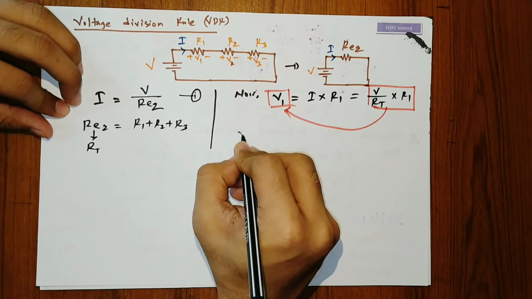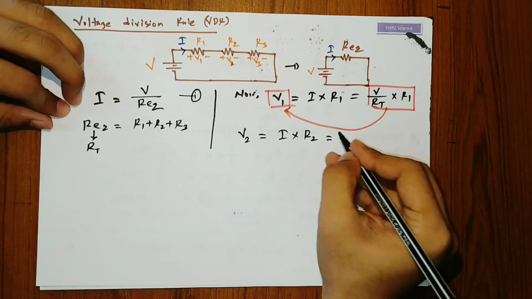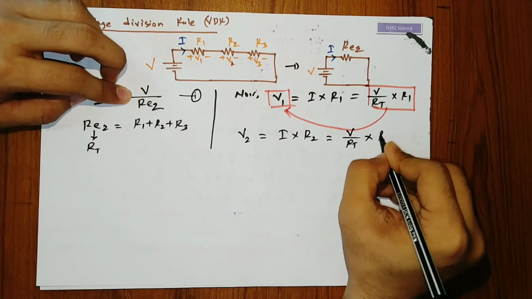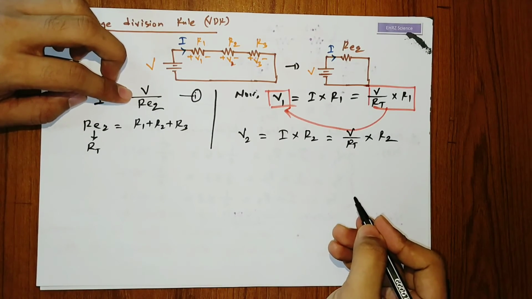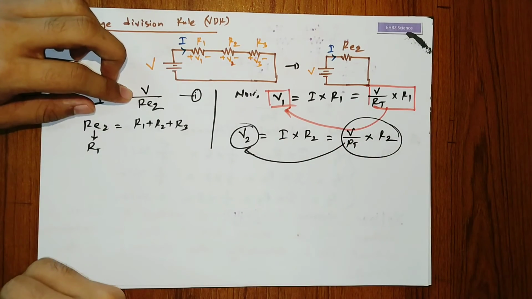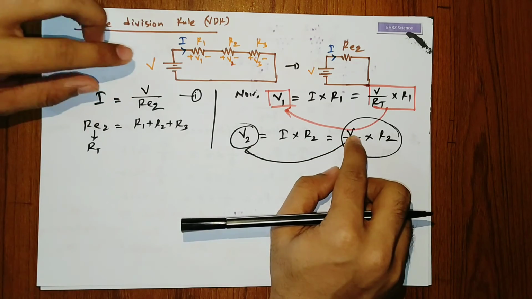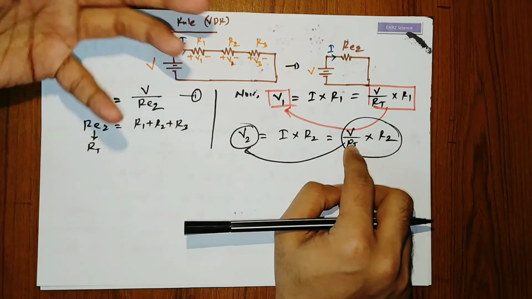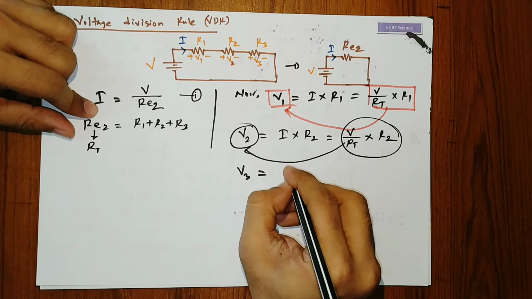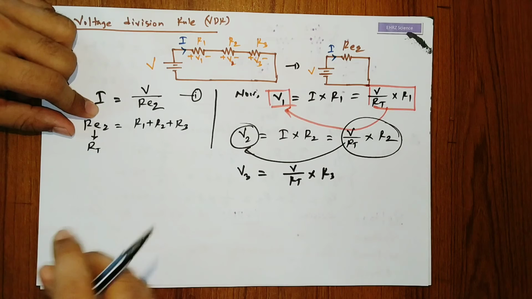For V2, what is V2? V2 is I times R2. Now what is I? We know that I is equal to V by RT. So V2 is V by RT times R2. Similarly, without knowing the value of current, we have calculated V2, just knowing the value of the voltage source and all the resistors. So V3, what is V3? V3 is equal to V by RT times R3.